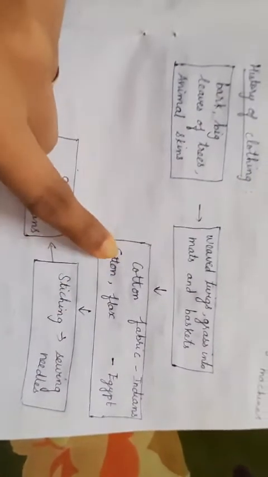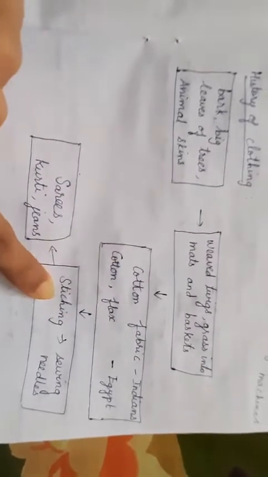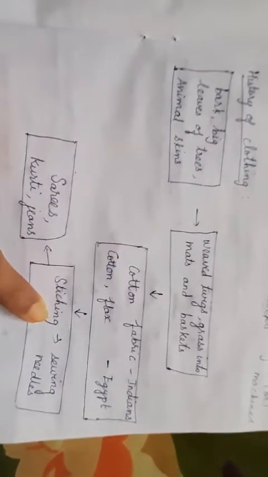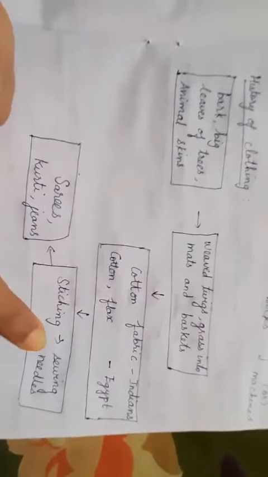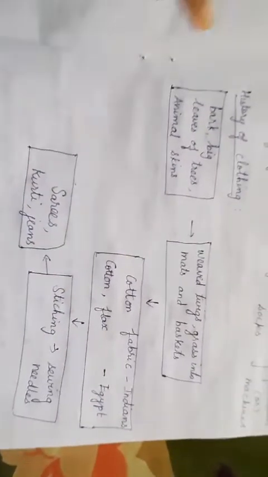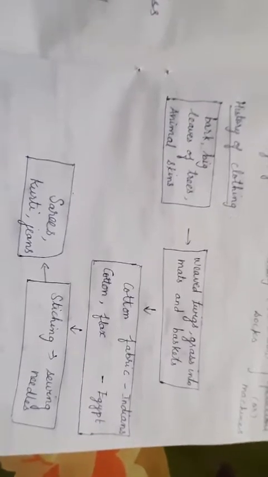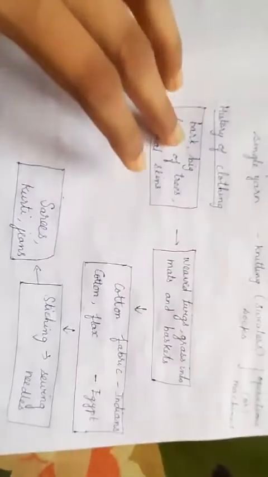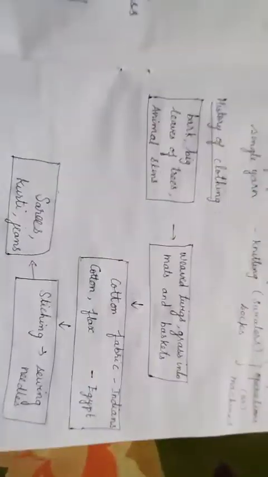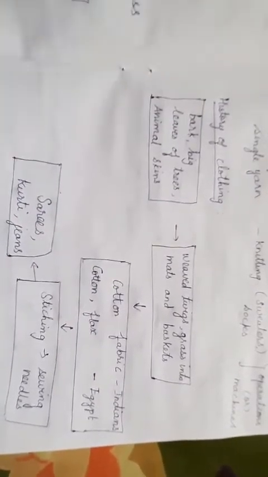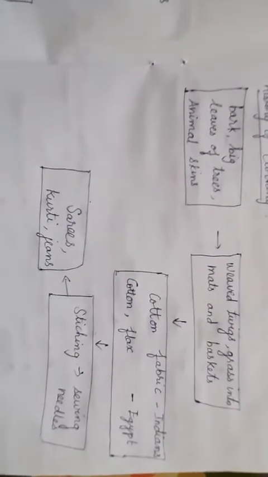Then once the fabrics were found, they started finding sewing machines, stitching machines. Using the needles, they are stitching different types of clothes now, like saris, kurtis, jeans and so on. So this is how clothing was developed from the ancient period to the modern age. Okay, children. So by this, your chapter Fiber to Fabric is over.